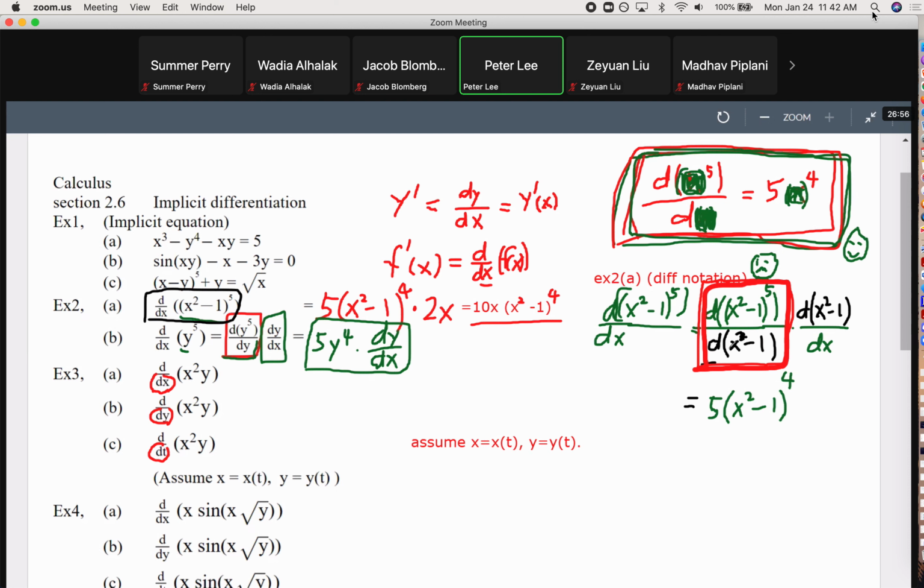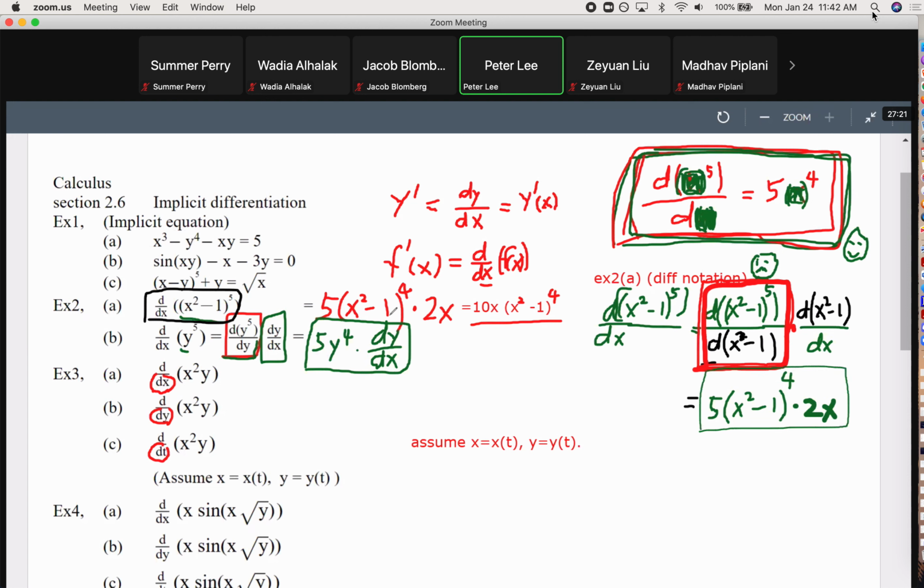Okay? And now times what is the second factor there? The second factor is the derivative of x squared minus 1 with respect to x, and that is simply 2x. So times 2x. And that's exactly what it is, and that is the final answer right there. So that's what we got.